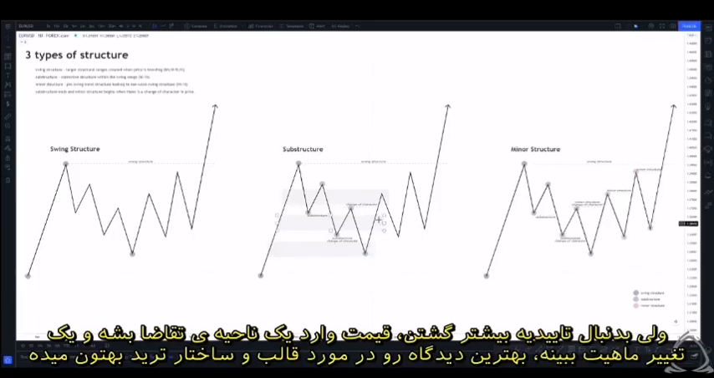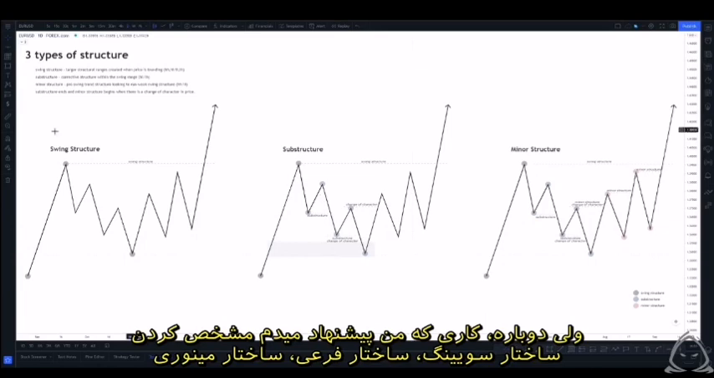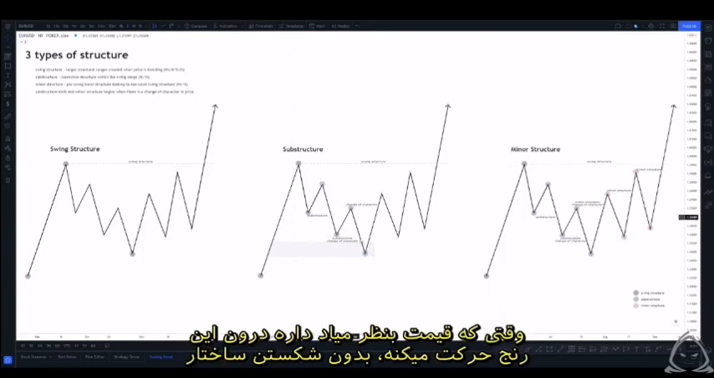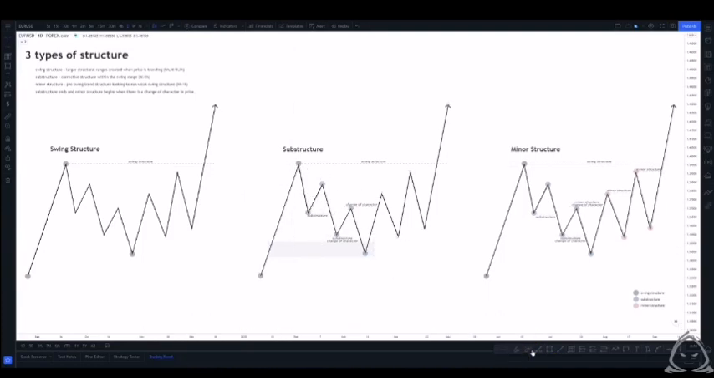looking for extra confluence, price tapping into a demand zone and seeing that change of character is going to give you the best insight in terms of framing up and building a trade. But again, that's what I recommend doing, is just mapping out your swing structure, mapping out the substructure, mapping out the minor structure, and just getting comfortable with understanding what's happening between these swing points, this low and this high, when price is seemingly moving in between with not breaking structure.